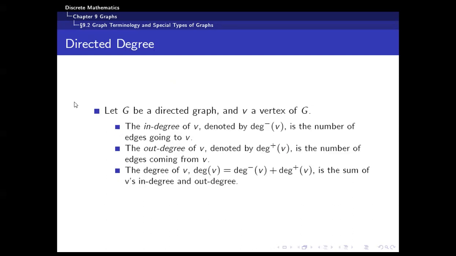Next, directed degree. So what is directed degree? Consider G a directed graph. It can be a multigraph, but G is a directed graph. And V is a vertex of G. That means V is a node or vertex of the directed graph G. So the in-degree of V, denoted by degree minus of V, is the number of edges going to V.